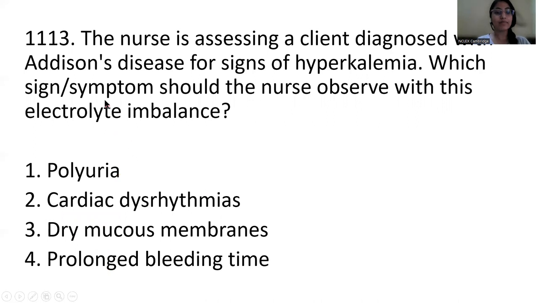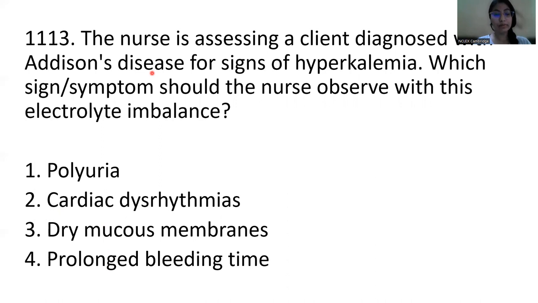So in this question, we have been given Addison disease. In Addison disease, there is alteration in aldosterone level. So aldosterone level decreases, which leads to a decrease in sodium retention in the body.